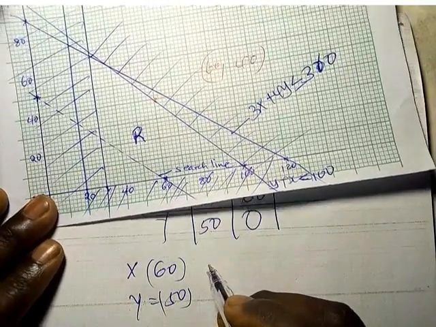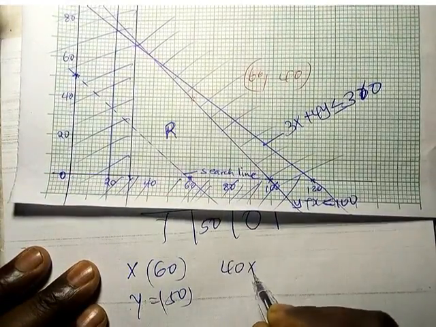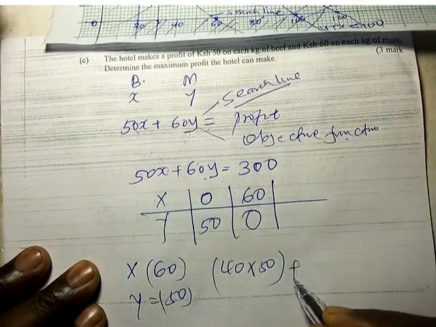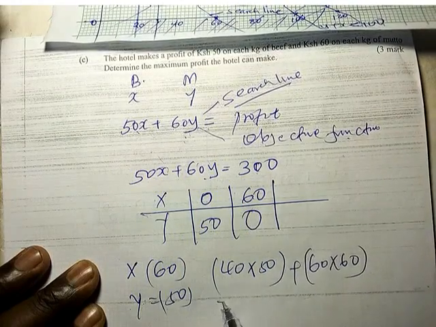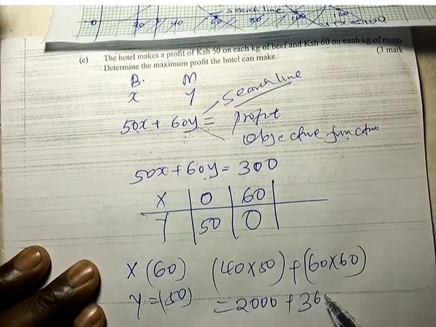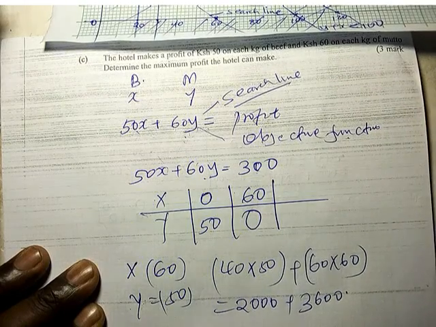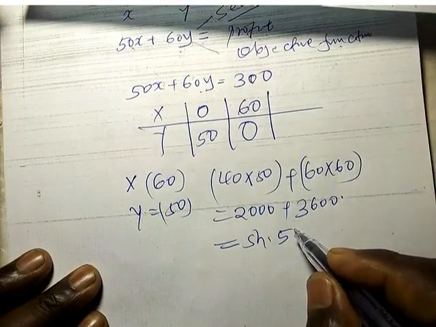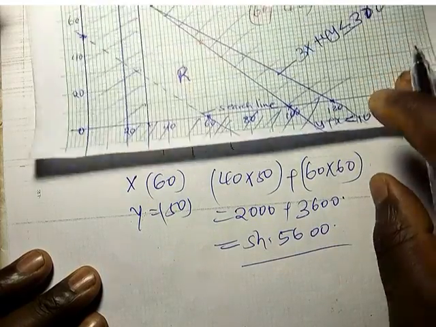So now the maximum profit is obtained by multiplying: that is 40 times 50 plus 60 times 60, and this one will give you 2000 plus 3600, and the total will be Kenya shillings 5,600. So that one will give us the maximum profit.